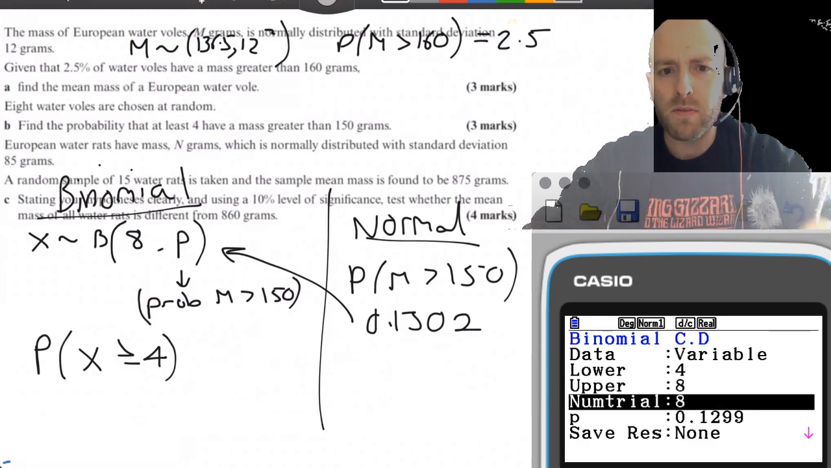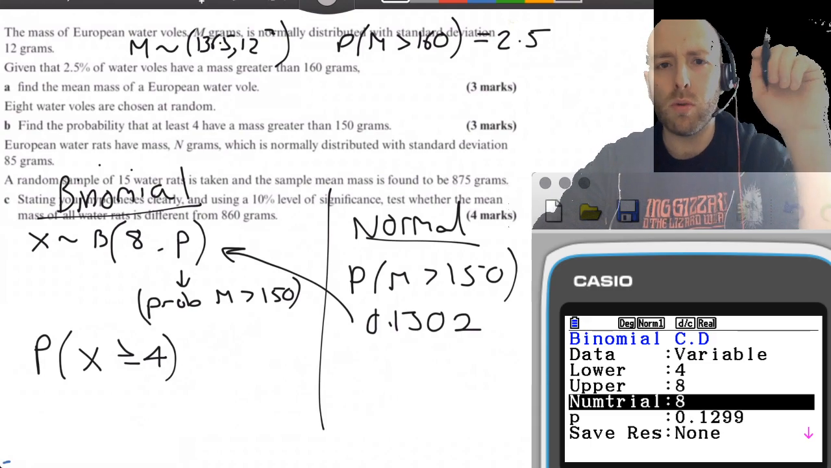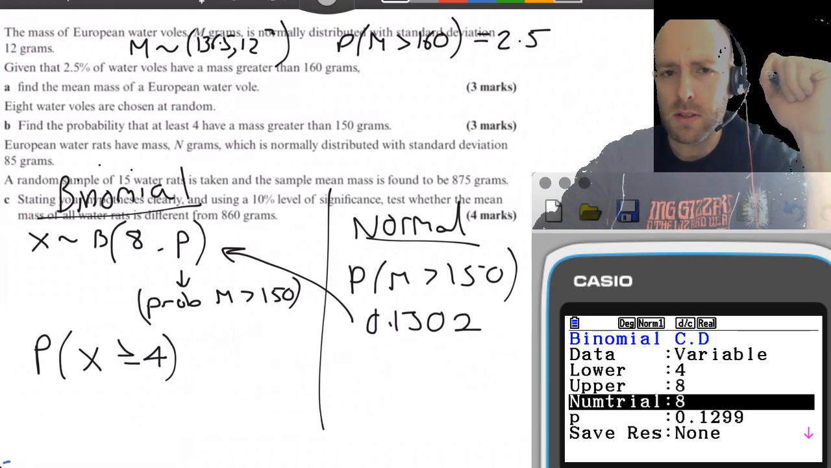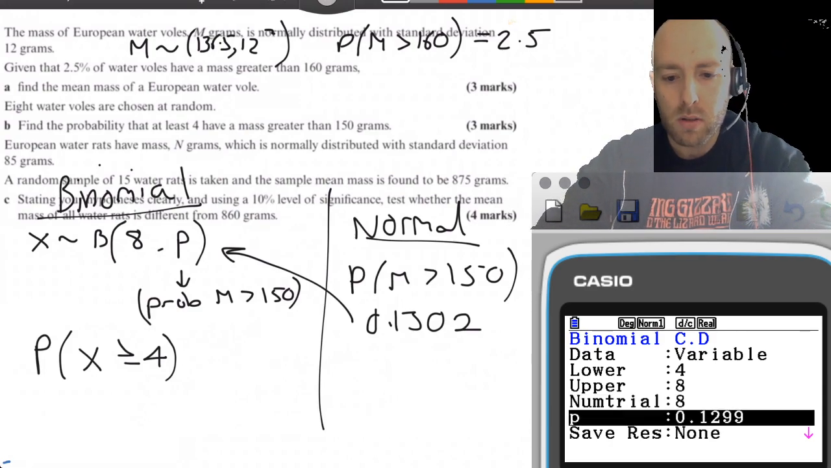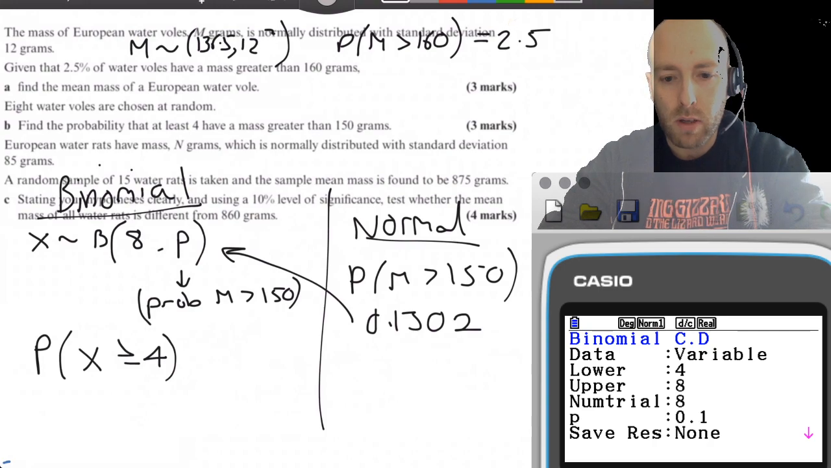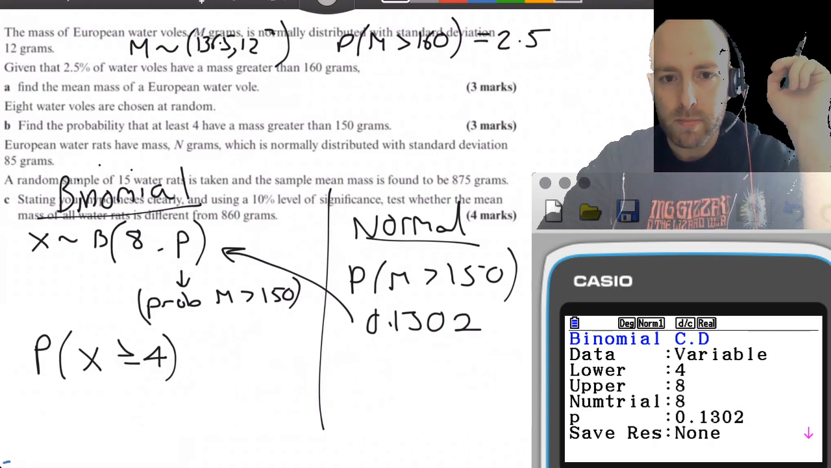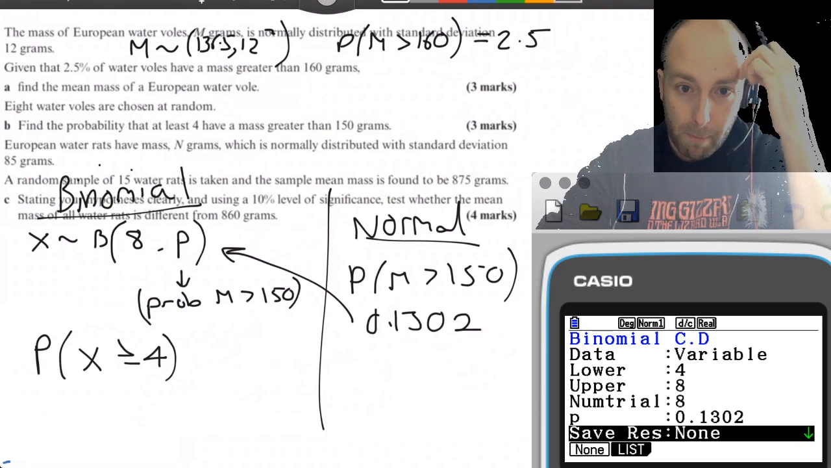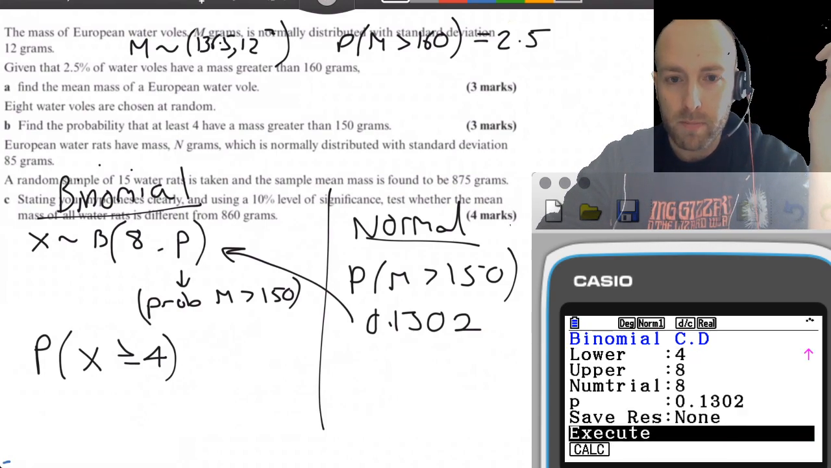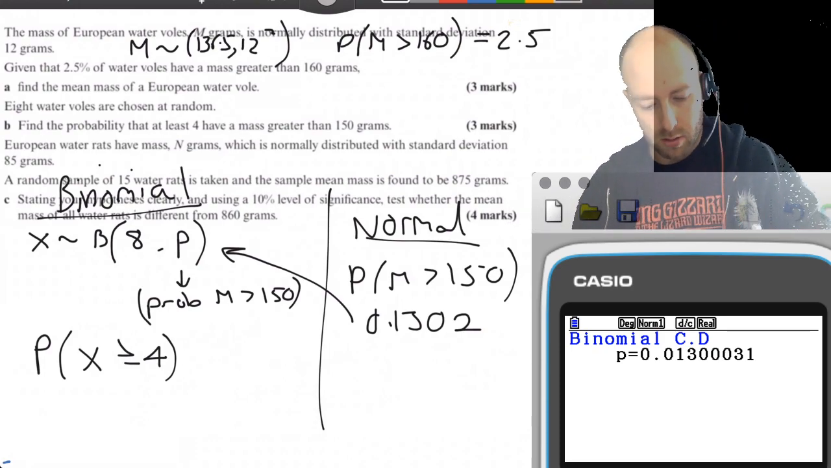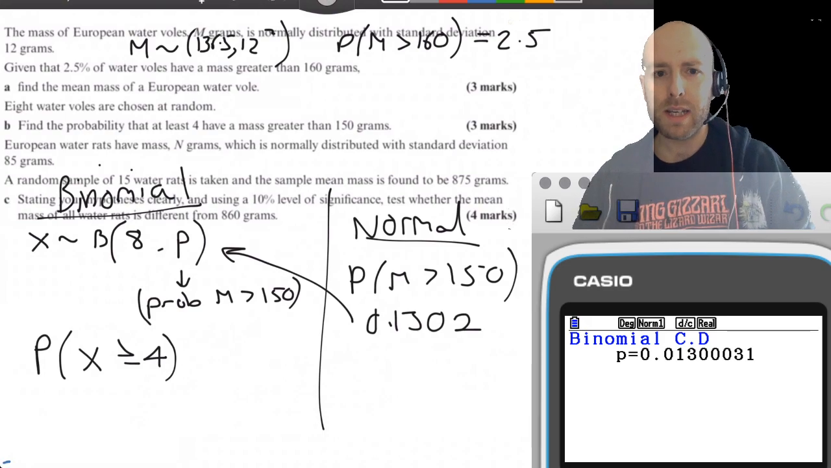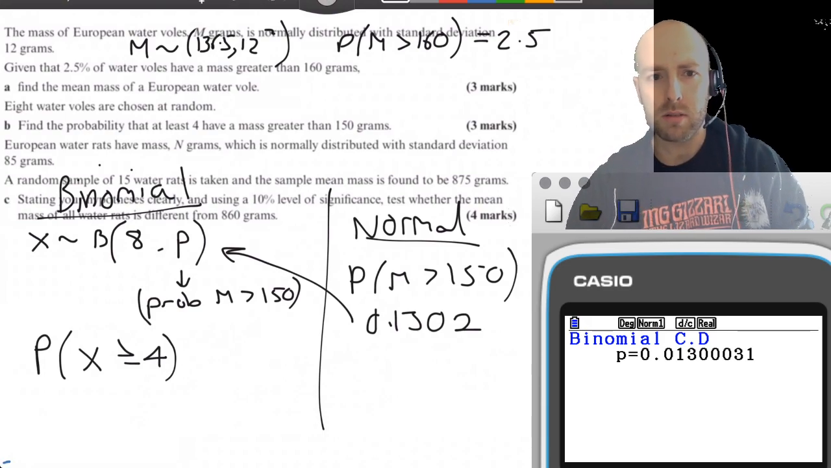If you've got ClassWiz, I think you're going to have to do the whole 1 minus thing for this, so be careful if you're doing this on a ClassWiz. Number of trials is 8, and probability of success is 0.1302. Boom. Equals. Go. Do it. Solve. 0.13 is our probability.